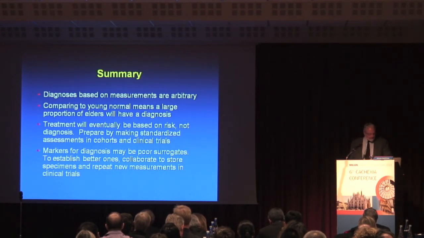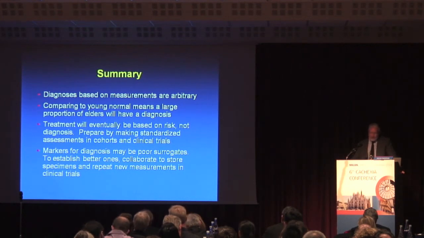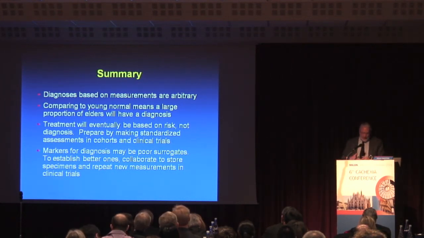So let me summarize: diagnoses based on measurements are necessarily arbitrary. Many areas of medicine and osteoporosis struggle with this. And if you decide to compare to young normals, that means a large proportion of elders will have a diagnosis. Treatments will eventually be based on risk, not diagnoses. And so prepare for that now by getting standardized assessments of risk factors in cohorts and including them in trials and perhaps making those the definition of entry into trials.